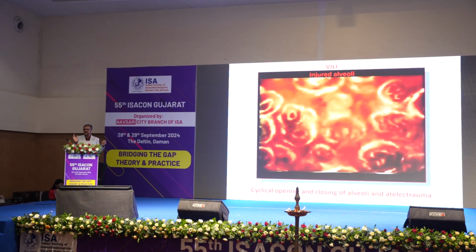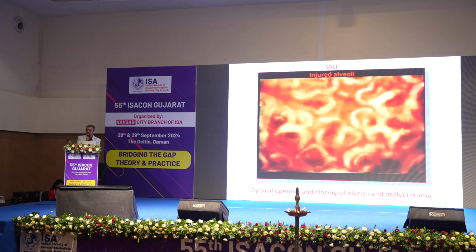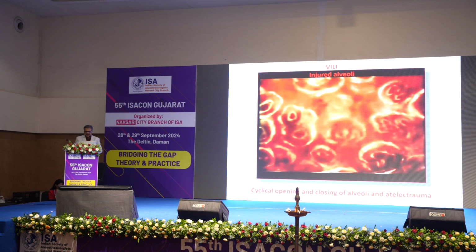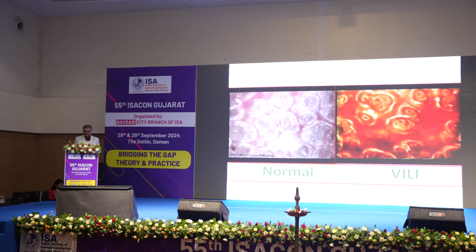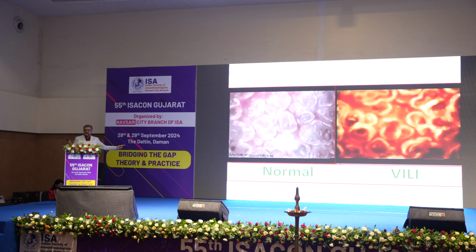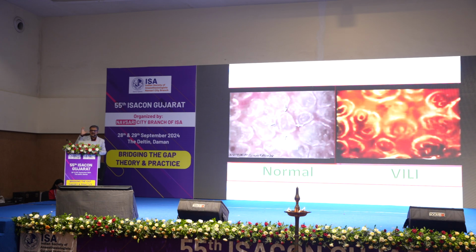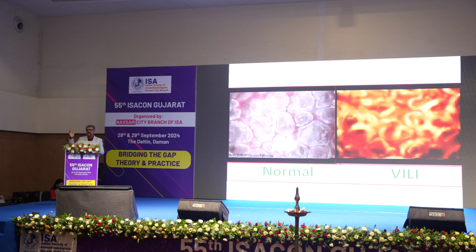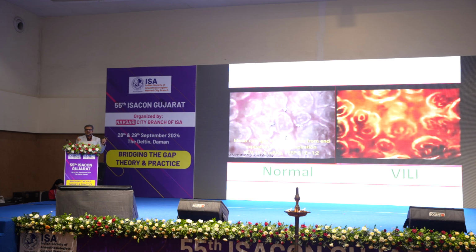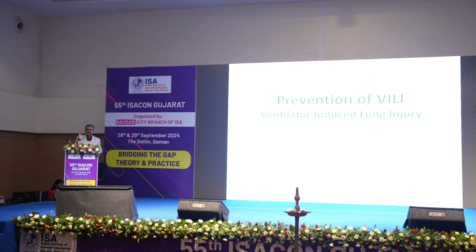It's opening with the pressure and collapsing during the expiration. And if you compare both the images, one is normal, where alveoli tend to maintain their size and shape, while in wheeling, there is a cyclical opening and collapse. So we need to prevent the wheeling. That can be done by lung protective ventilation in the intraoperative period.